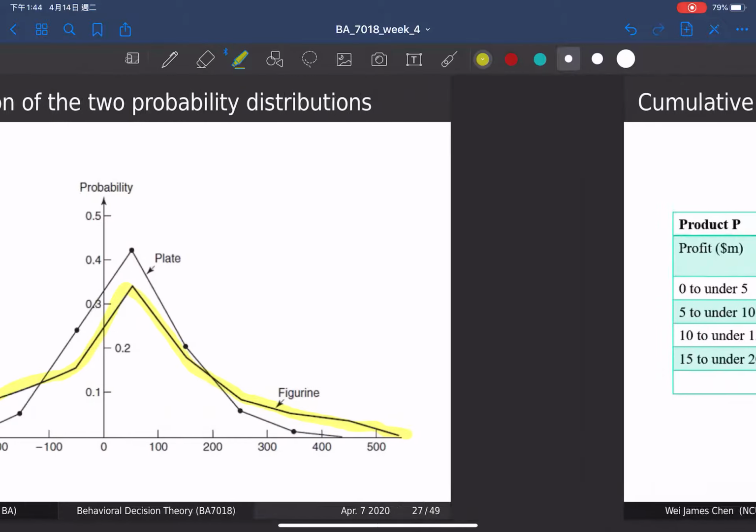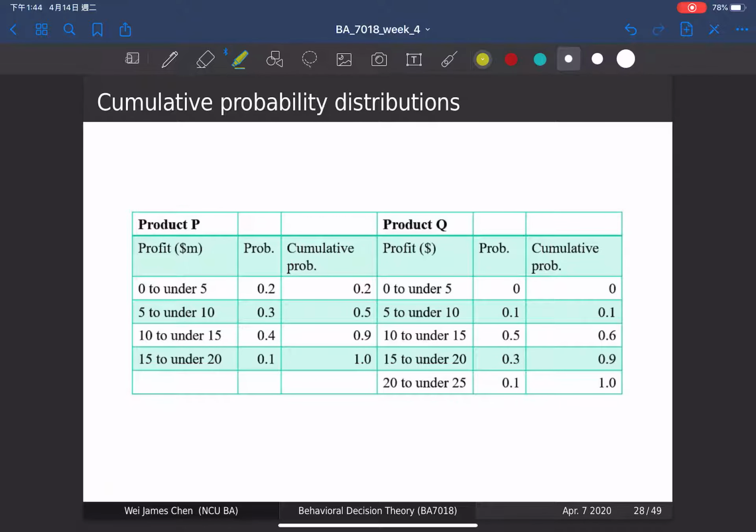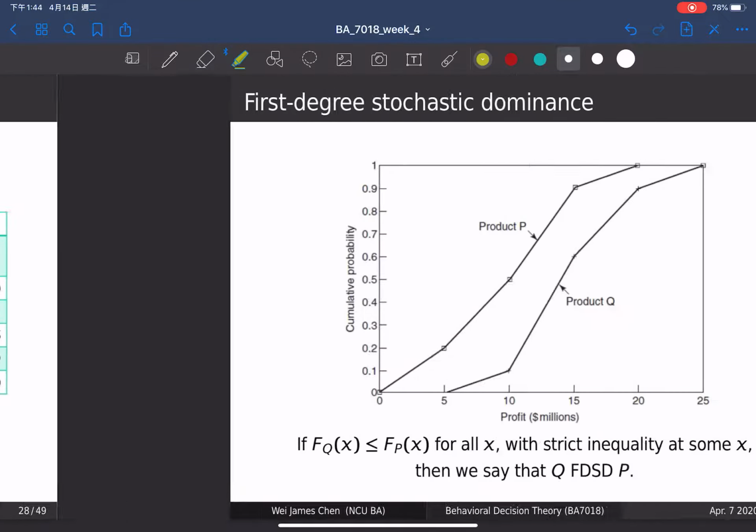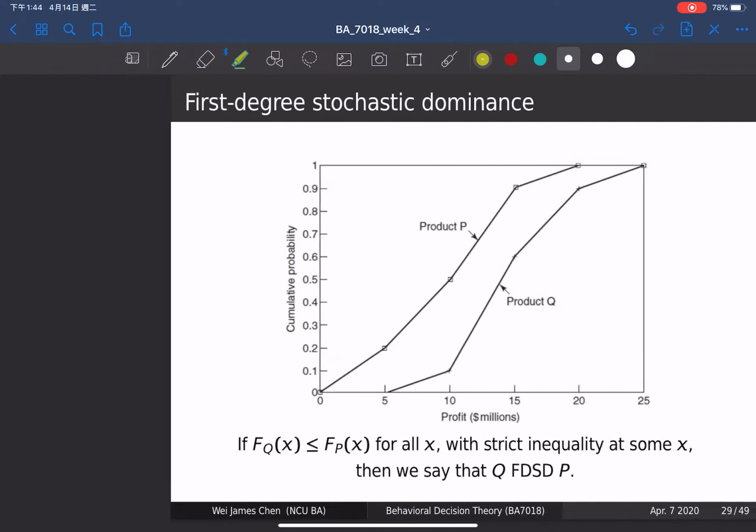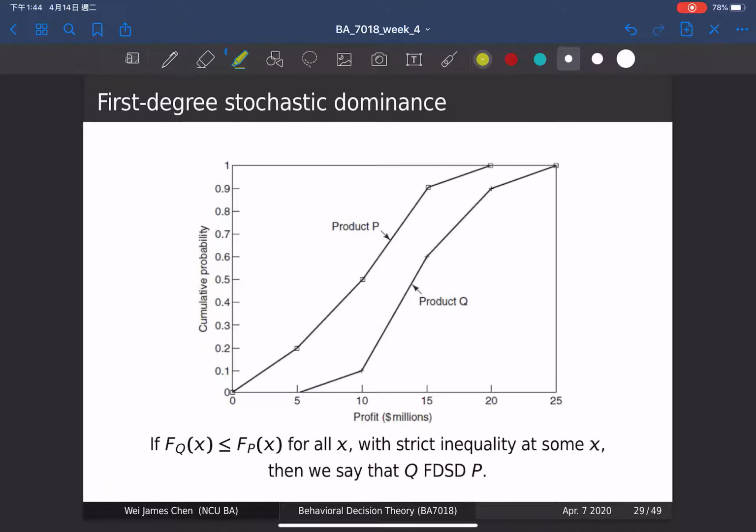For example, for products P and Q, the cumulative probability associated with the distribution is shown as follows. If you draw a graph, they look like this. This is a cumulative probability, not the probability distribution. So this is the CDF, not the PDF. What can we say about product P and product Q?